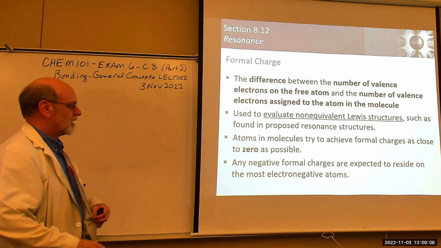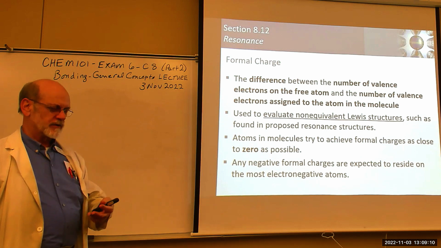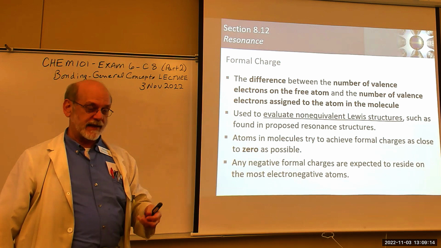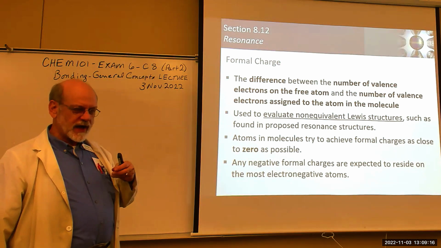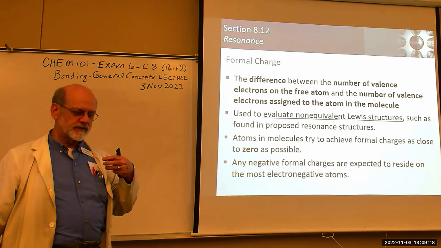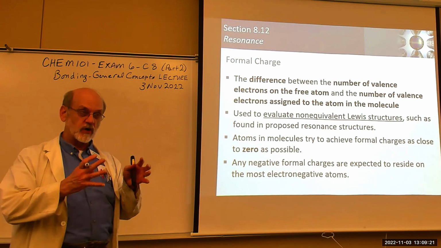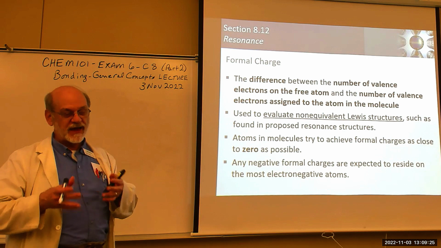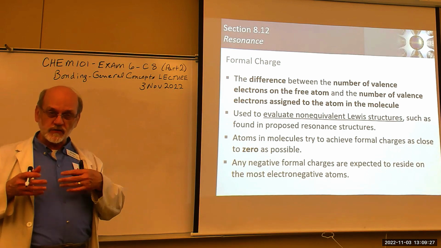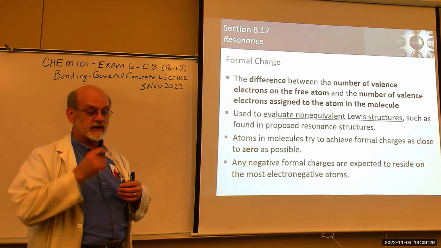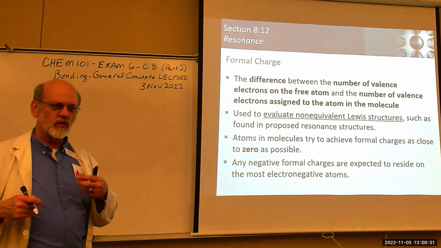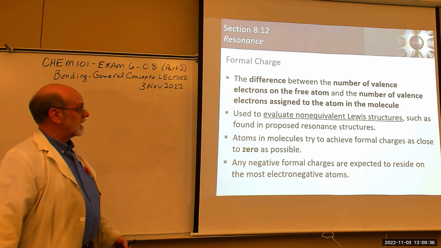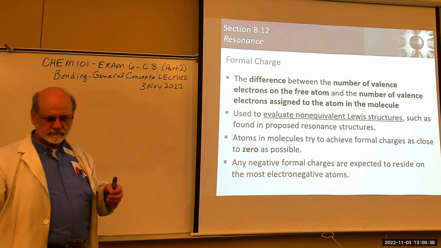Now, there's another procedure that is used, particularly in organic chemistry, to try to determine whether the Lewis dot structure that you have drawn is preferred or valid. Not just valid, but preferred. Because you can draw more than one dot structure for many molecules, but you want to know which one is more likely. And it's called the formal charge.